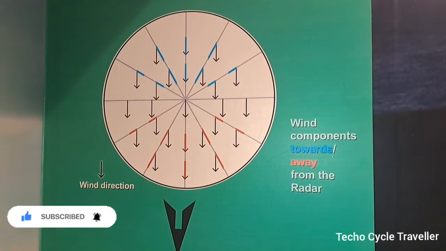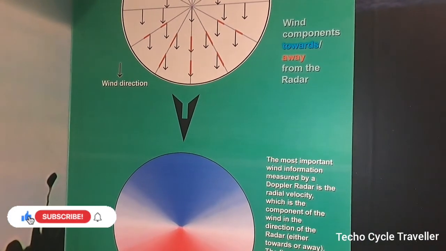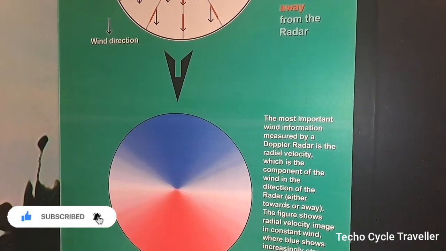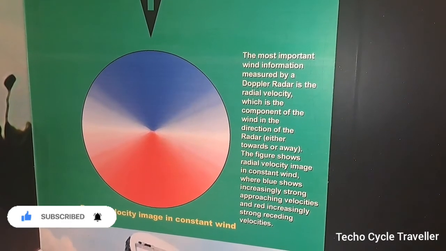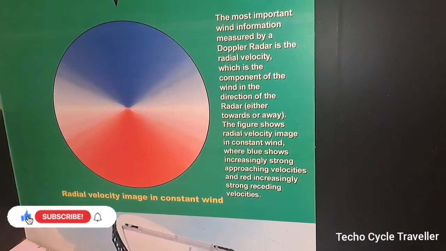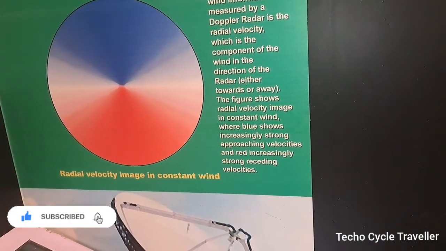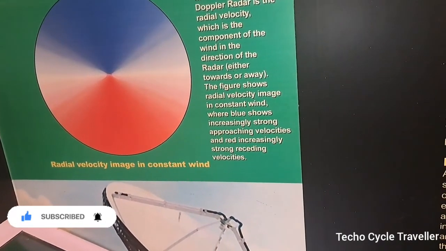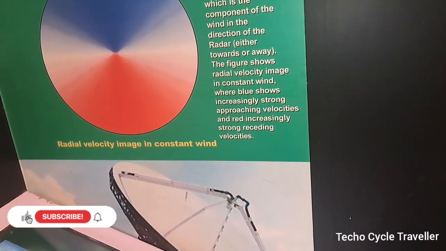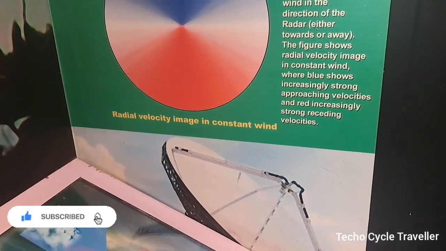Wind direction, wind components towards or away from the radar. The most important wind information measured by Doppler radar is radial velocity, which is the component of wind in the direction of the radar, either towards or away. The figure shows a radial velocity image in constant wind, where blue shows increasingly strong approaching velocities and red increasingly strong receding velocities.